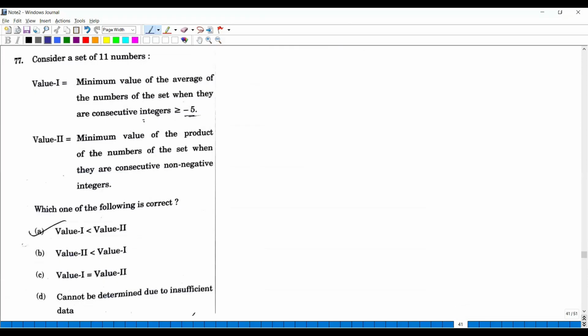Minimum value of the average of the numbers of the set when they are consecutive integers greater than or equal to negative 5. Negative 5, negative 4, negative 3, negative 2, negative 1, 0, 1, 2, 3, 4, 5. Minimum value will be what?